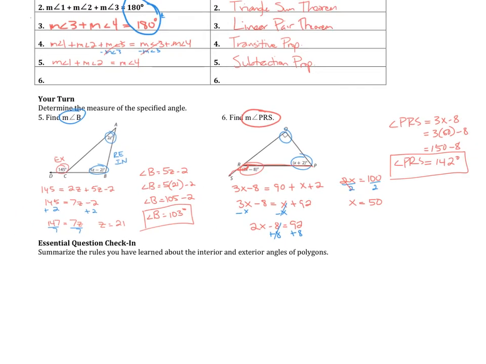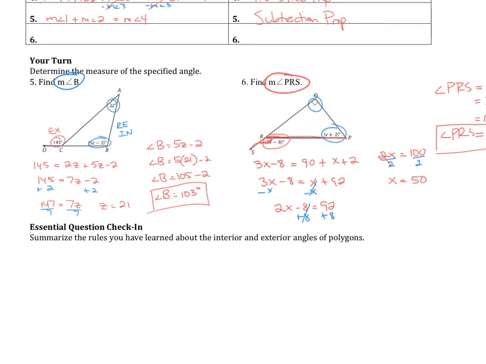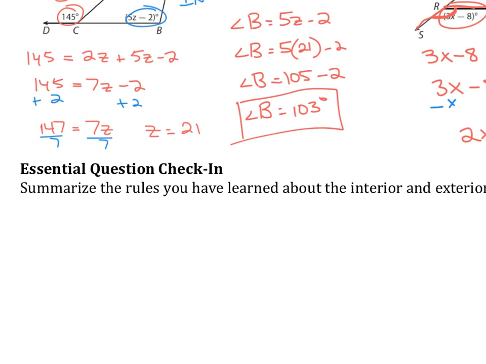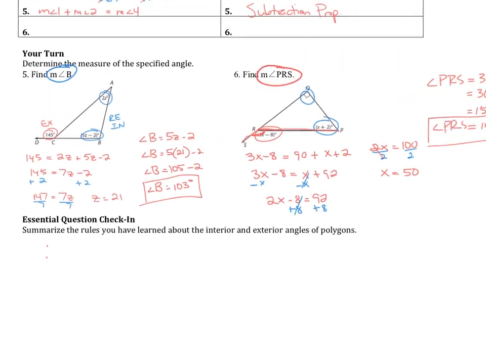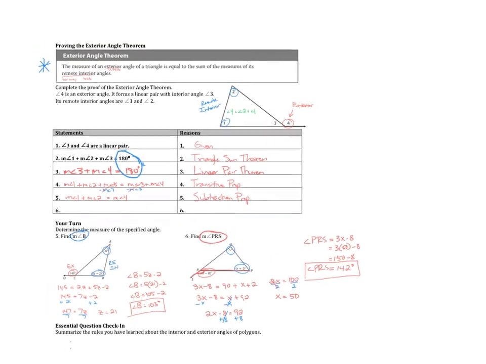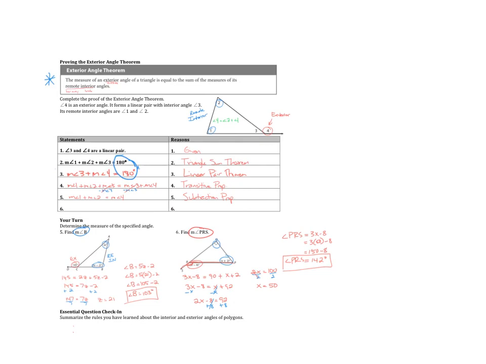And lastly, our essential question check-in: summarize the rules you have learned about interior and exterior angles of polygons. So we have a couple theorems, a couple rules here that we've talked about. Go ahead and just summarize them in your own terms. Maybe make a couple bullet points. These, again, are just for you to kind of organize your thoughts. And then, don't forget to upload your notes once you have finished writing them.